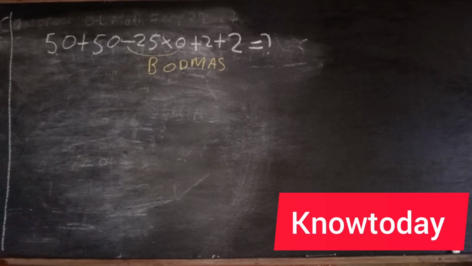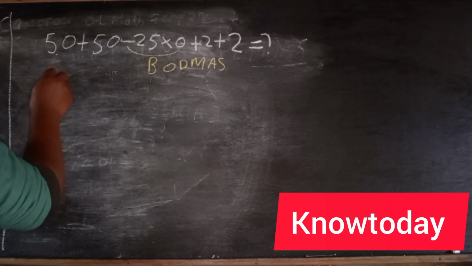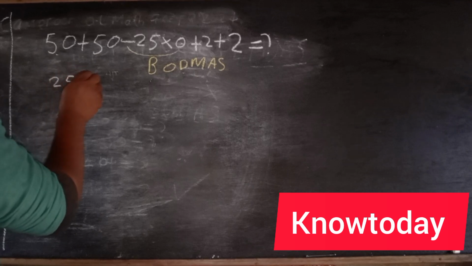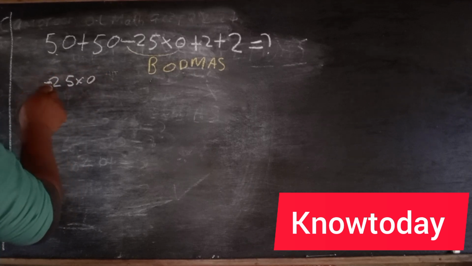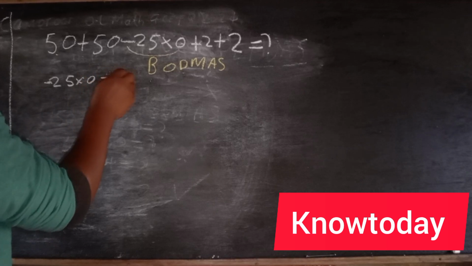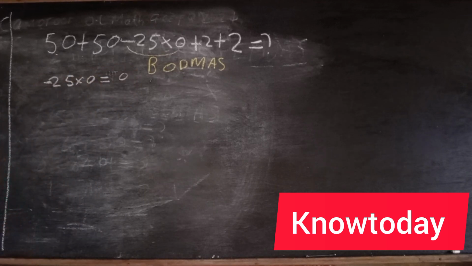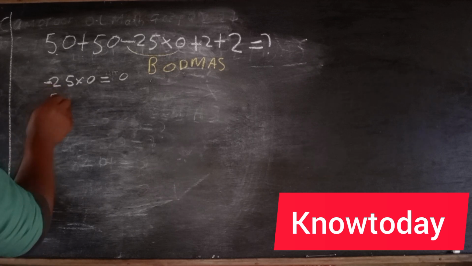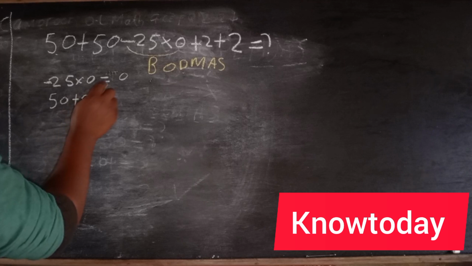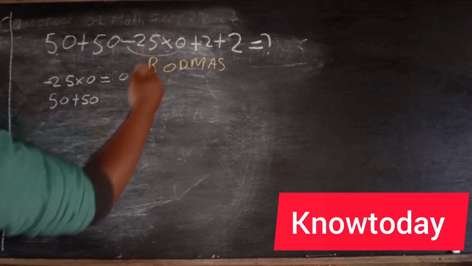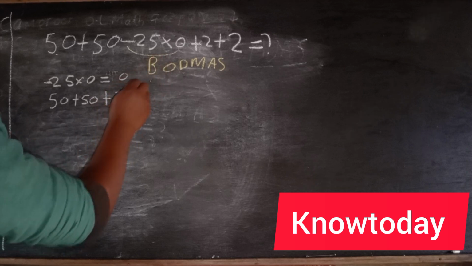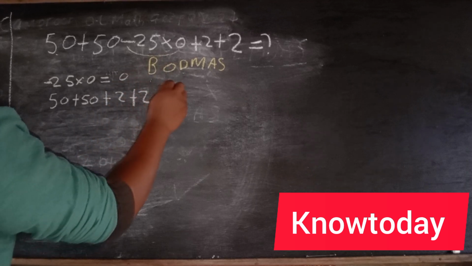So the first thing we are going to do here is negative 25 times 0, which is equal to 0. Now the quiz will look like 50 plus 50, here is 0, plus 2 equals.